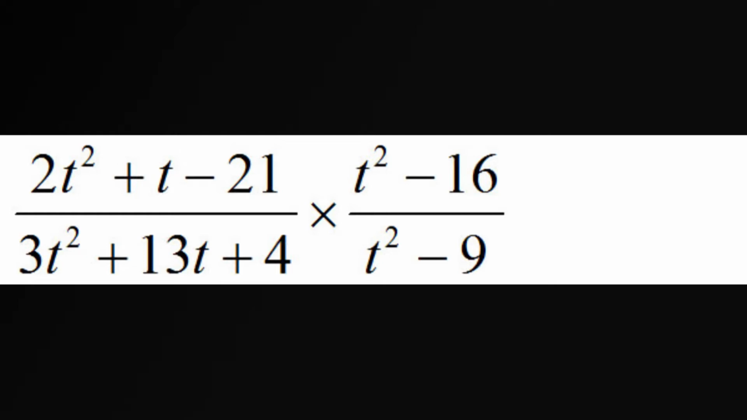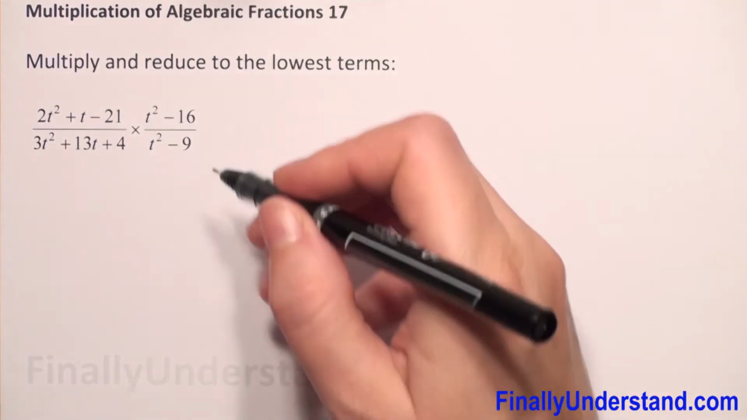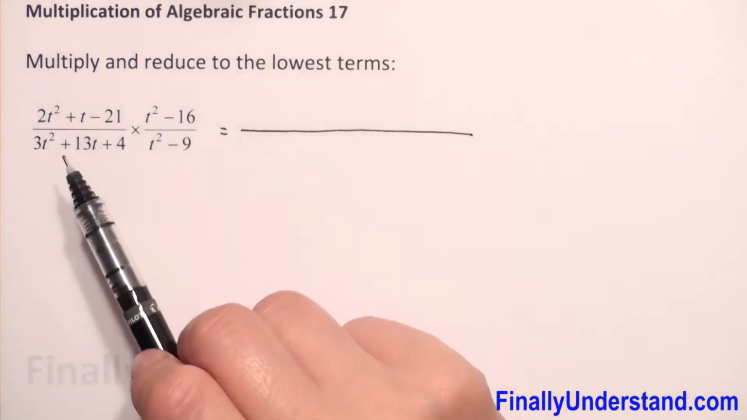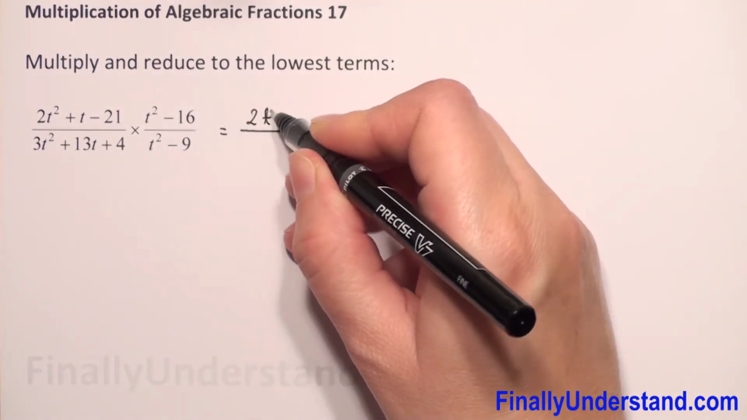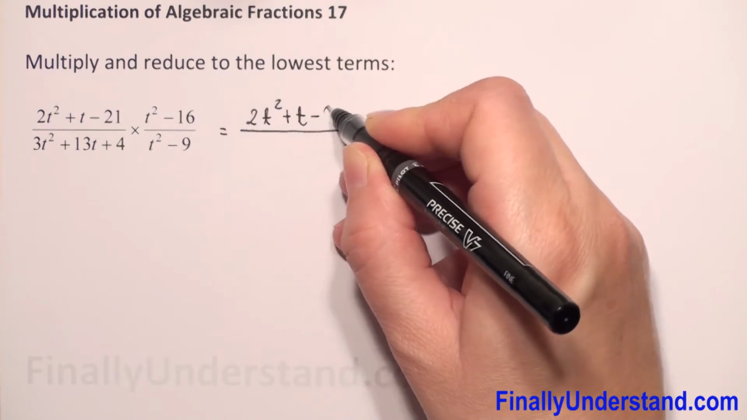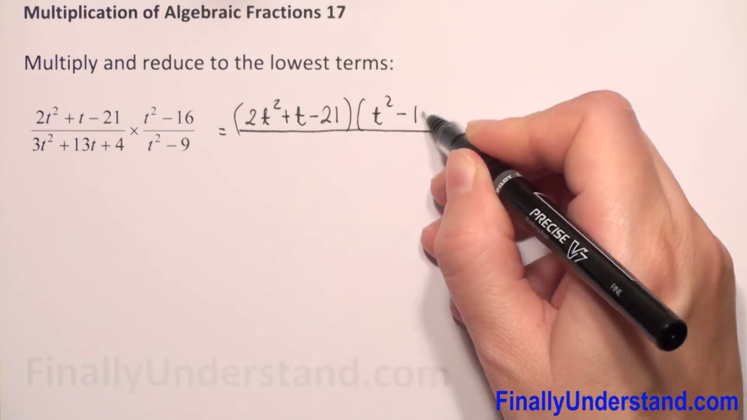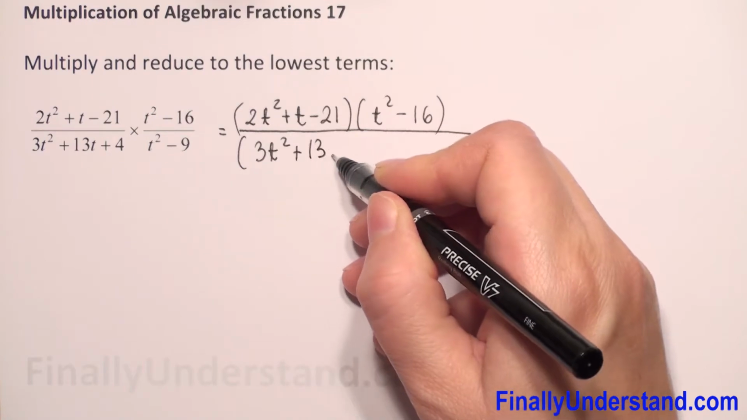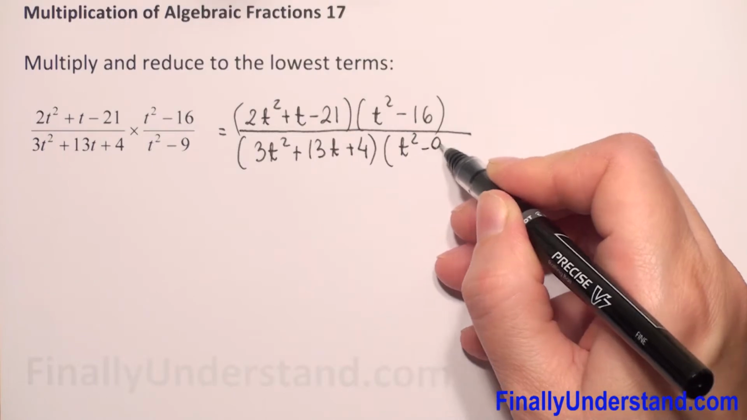We have multiplication of algebraic fractions, so we have to use the same rule as for multiplication of fractions. So we have to write one fraction bar, and we have to multiply numerator times numerator, denominator times denominator. So we have 2t squared plus t minus 21 times t squared minus 16 over 3t squared plus 13t plus 4 times t squared minus 9.